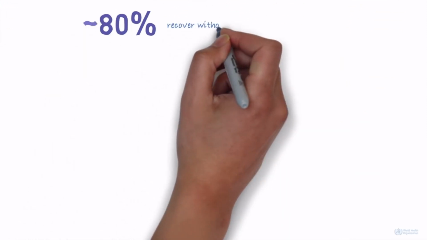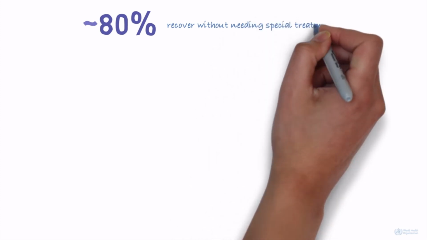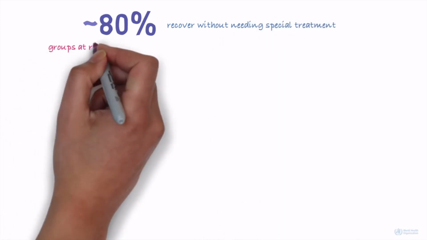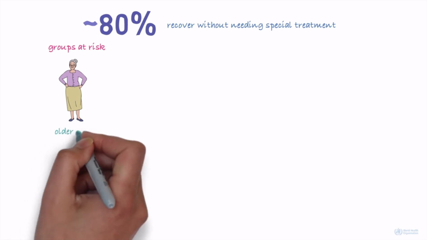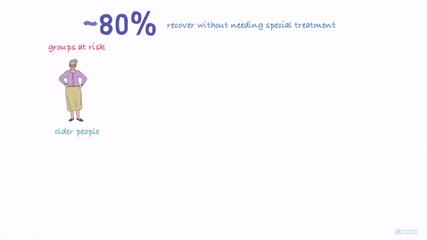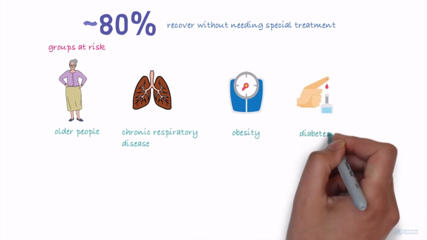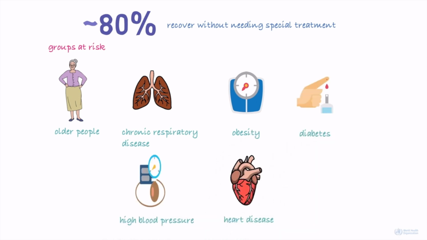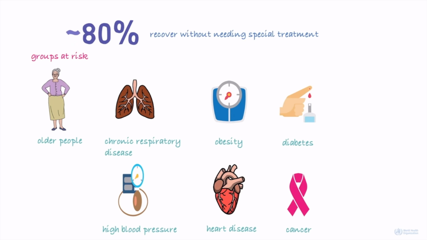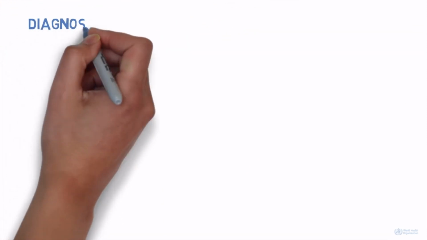About 80% of cases recover from the disease without needing special treatment. But there are some people who are at risk of serious illness. They include older people or people with underlying medical problems, such as chronic respiratory disease, obesity, diabetes, high blood pressure, heart disease, or cancer. How can we tell whether someone is infected?